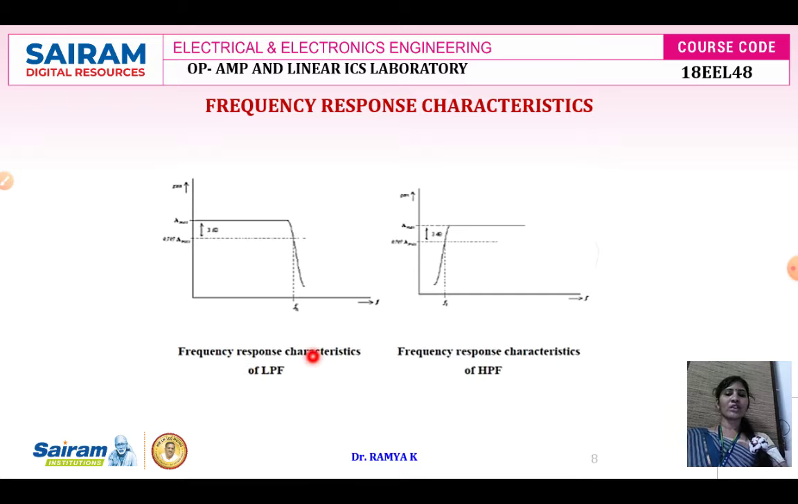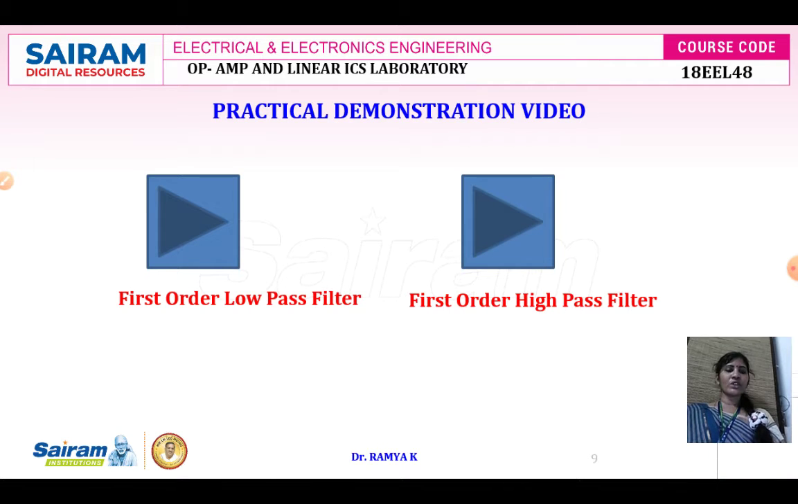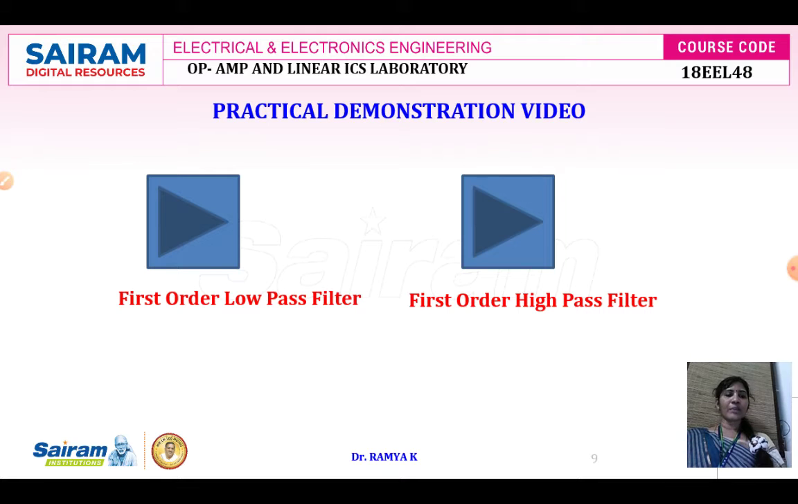When you take the low pass filter, here the higher cutoff frequency is given. At the higher cutoff frequency, the value of the gain is decreased by 3 dB. Whereas here you will be getting a lower cutoff frequency. At the lower cutoff frequency, if you check the value of your voltage gain, it is reduced by 3 dB. Now we'll see the practical demonstration video of first order high pass filter and low pass filter.